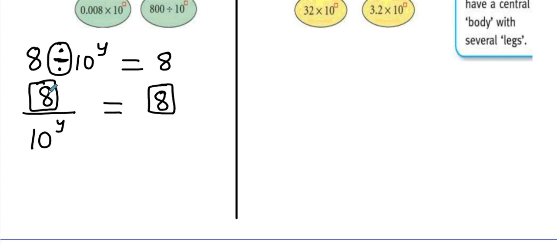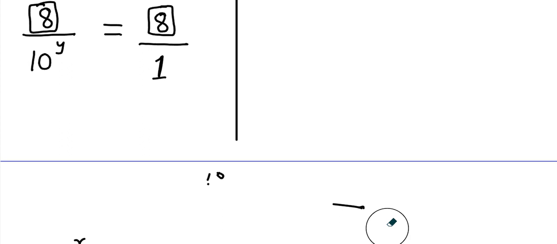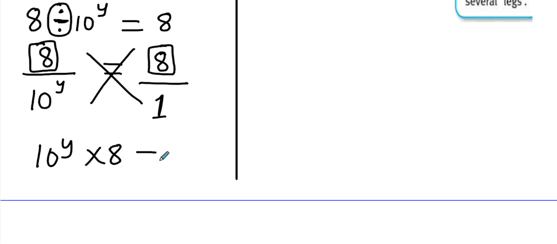So what do we do? This is 8 over 10 power y. Even this number, 8, put it over 1. Can you see that? Good. Then from here, you cross multiply. It will be 10 to the power of y times 8 will be equal to 1 times 8.